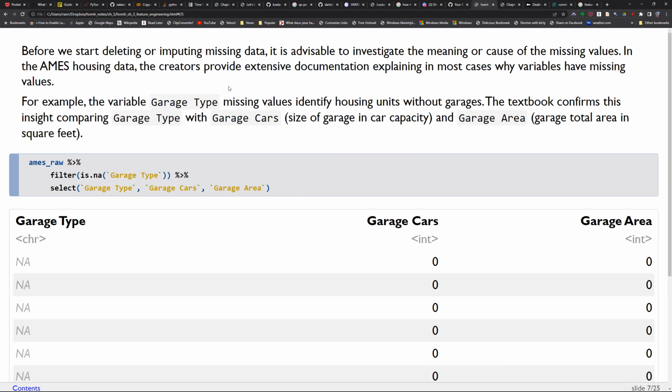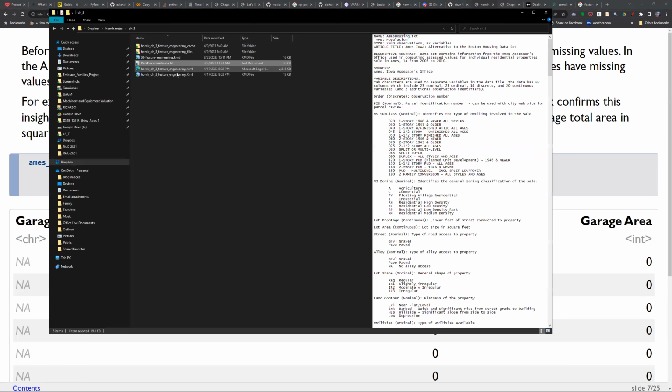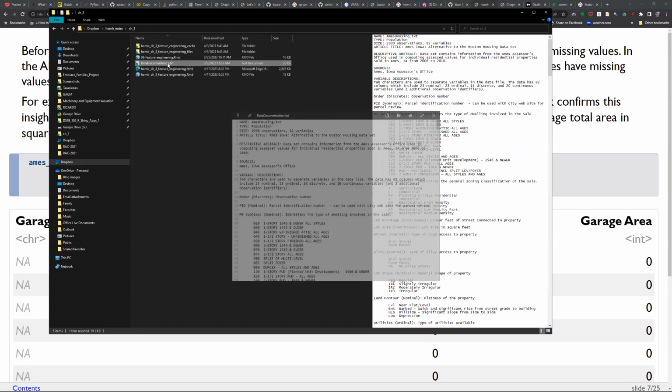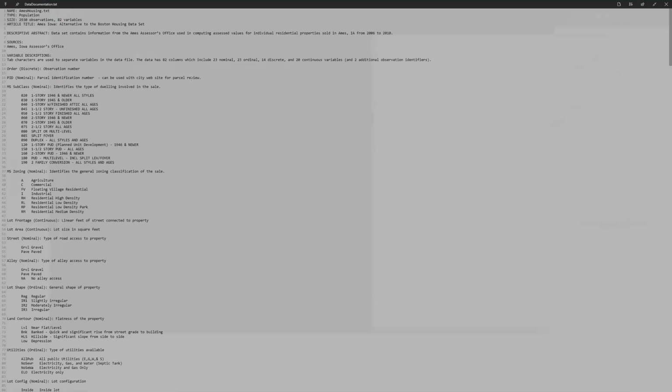Before we start doing any deletion or any imputing of missing values, it's always advisable that you investigate the meaning or cause. And we have seen this in the question that I asked, what is the cause of the missing values. In this particular data set, the ones that created this data set provided a lot of documentation. For example, they provided this documentation. Okay, let me see if I can put it here. I don't know if you can see it.